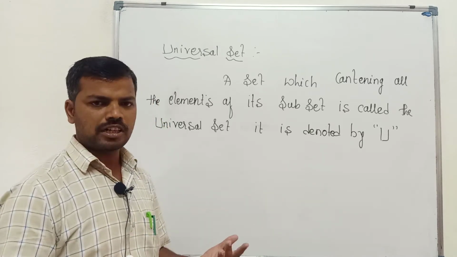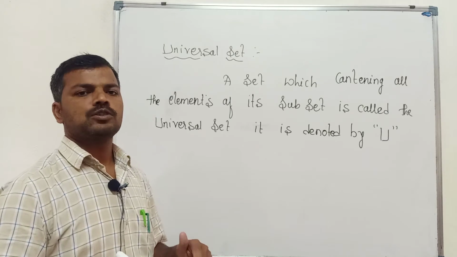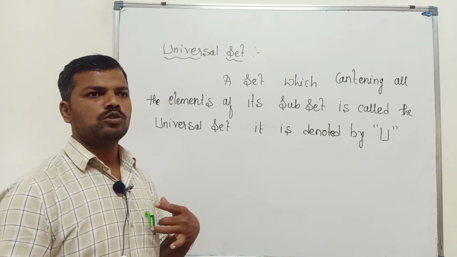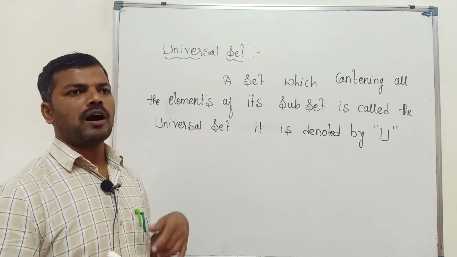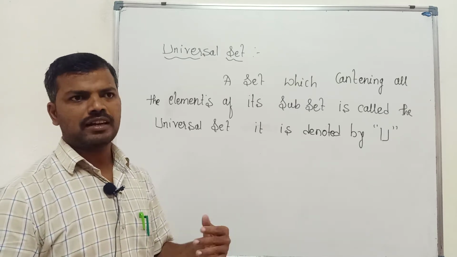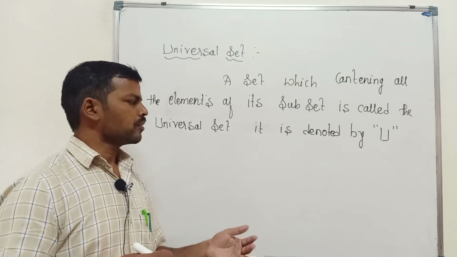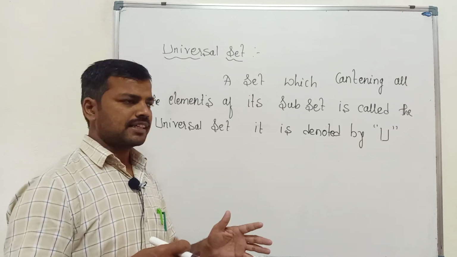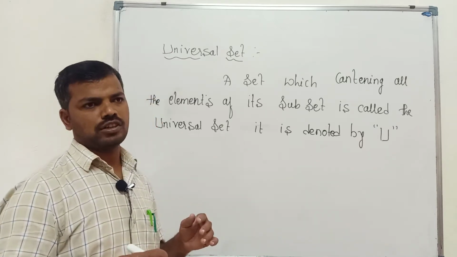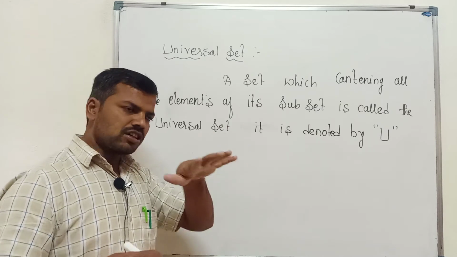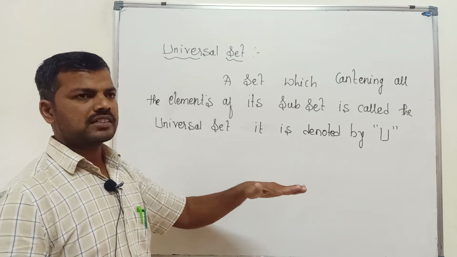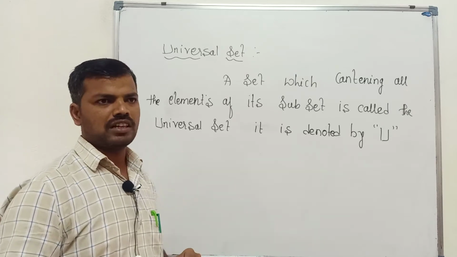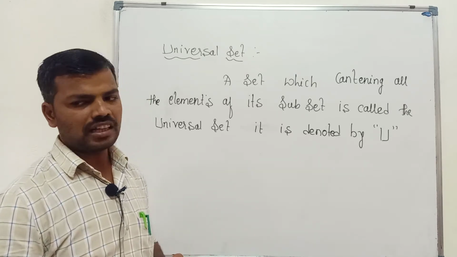For example, even numbers, odd numbers, prime numbers, multiples of 2, multiples of 3, powers, perfect square numbers, perfect cube numbers. All these sets are subsets of the natural number, which means all the elements of these sets are there in the natural number. Then we say that the natural number becomes the universal set.